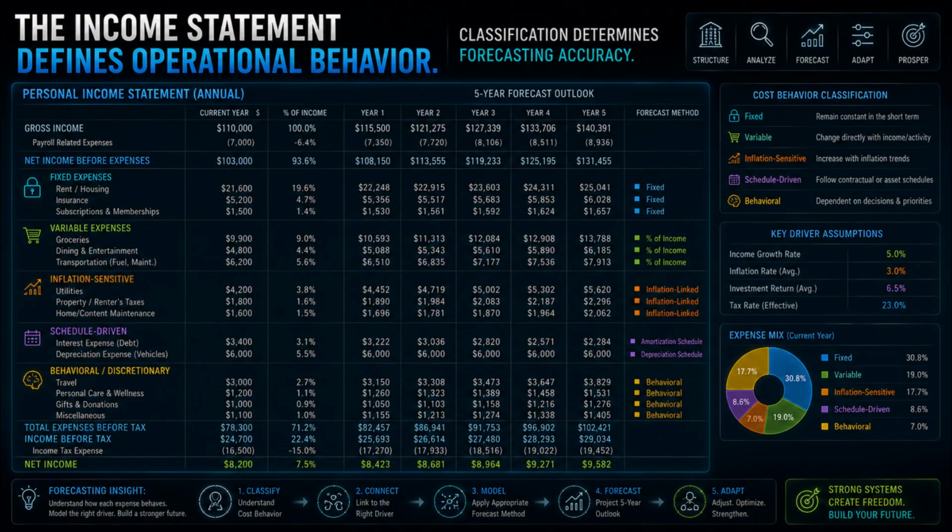We have our interest expense and our depreciation expense. These are schedule driven. These are based on the amortization schedule and the depreciation schedule. And then lastly, we have these behavioral or discretionary expenses that we have to deal with in terms of putting a forecast on these. And you would just forecast these whatever you feel is an appropriate depiction of reality. After we do that, we get our income before tax.